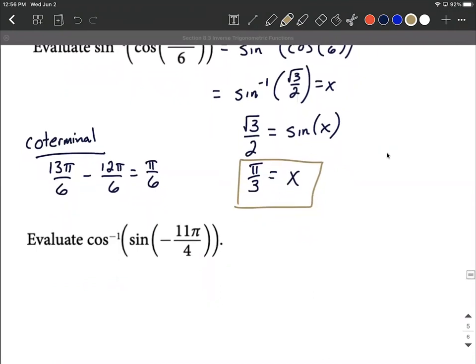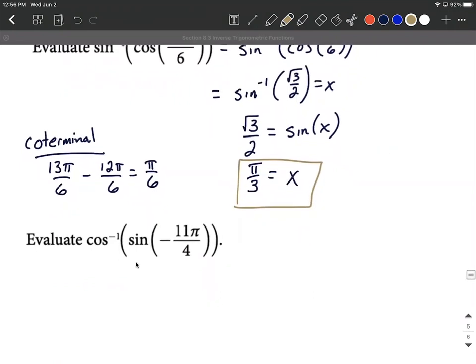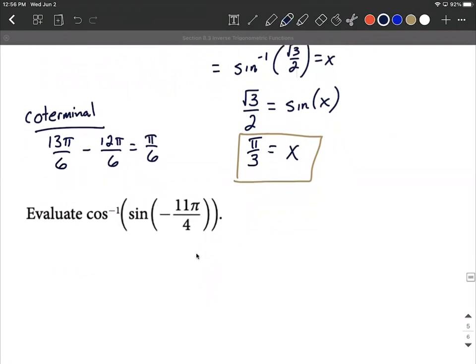Let's do another one pretty similarly here, with cosine inverse on the outside, composed with sine of negative 11 pi over 4. Again, I don't like that negative angle on the inside, so let's find a coterminal angle. You won't have to do this on every one, but in our case, finding a coterminal angle to negative 11 pi over 4 is going to be handy. I'm going to add 2 pi, strategically written as 8 pi over 4, since 8 divided by 4 is that 2. This brings us to negative 3 pi over 4.